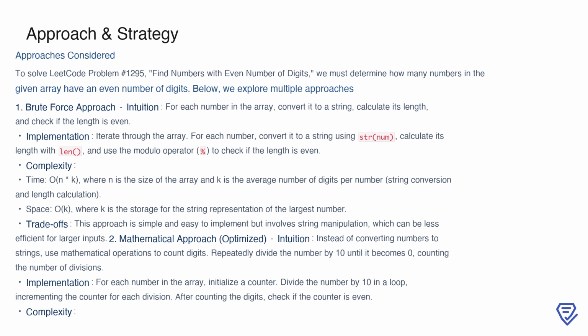Another approach we can consider is the mathematical method. Instead of converting numbers to strings, we can use division to count the digits. By repeatedly dividing a number by 10 and counting how many divisions are needed until the number becomes 0, we can determine the number of digits. This method avoids string conversion and is more efficient in terms of space, but it still requires multiple division operations, which can become computationally expensive for very large numbers.